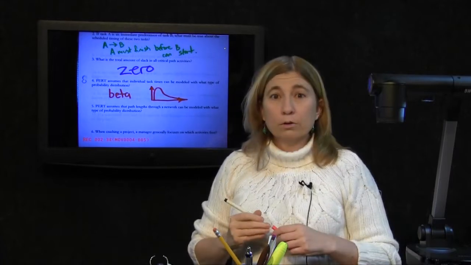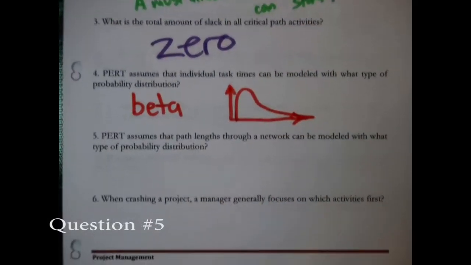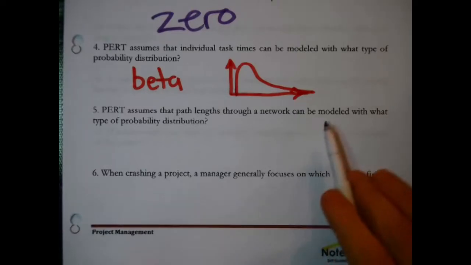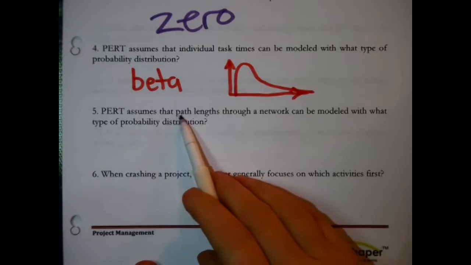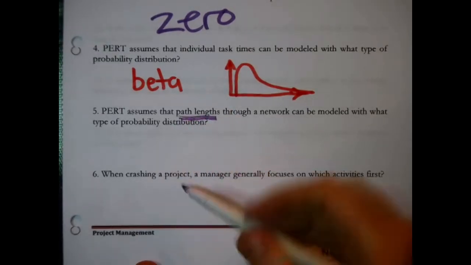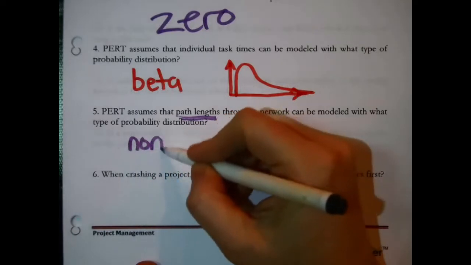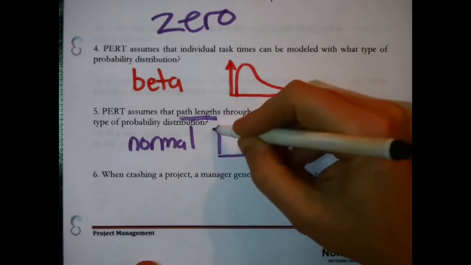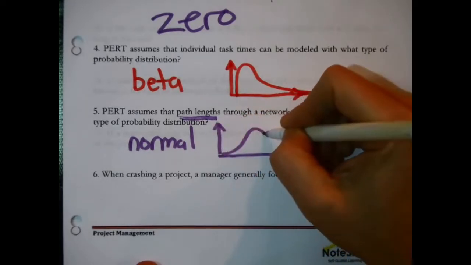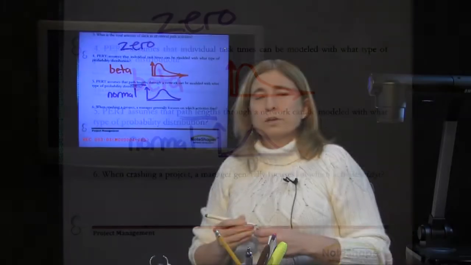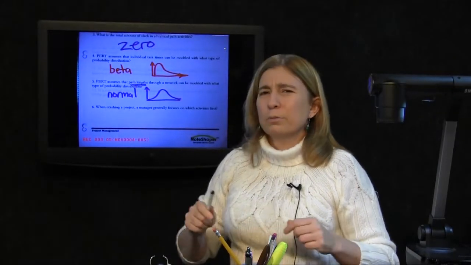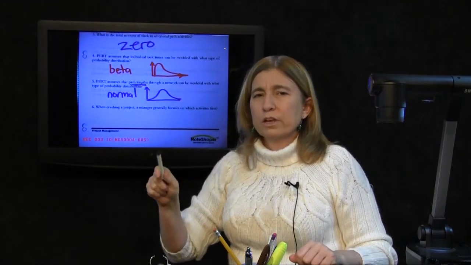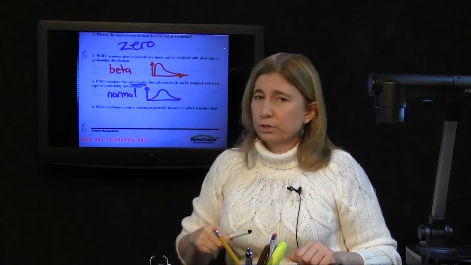All right, now, next question. PERT assumes that path lengths through a network can be modeled with one type of probability distribution. Now we're talking about path lengths, not individual task times. The assumption is different. The normal distribution. So instead of the lopsided distribution, we have a nice bell-shaped curve or symmetrical distribution. You say, well, wait a minute. PERT assumes beta for the task times and normal for the path lengths? Yes, thanks to the central limit theorem.